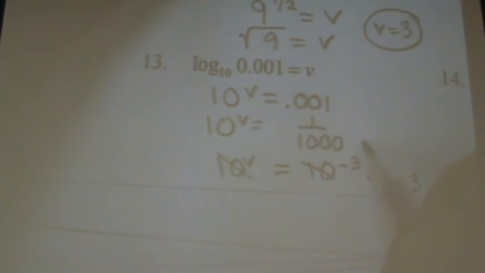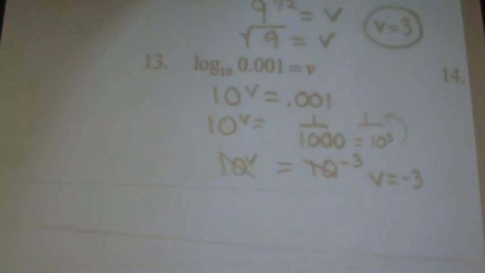So 0.001 is really 1 over 1,000. And this is really 1 over 10 to the third, which is 10 to the negative 3. If you want to bring that up, you make it 10 to the negative 3.